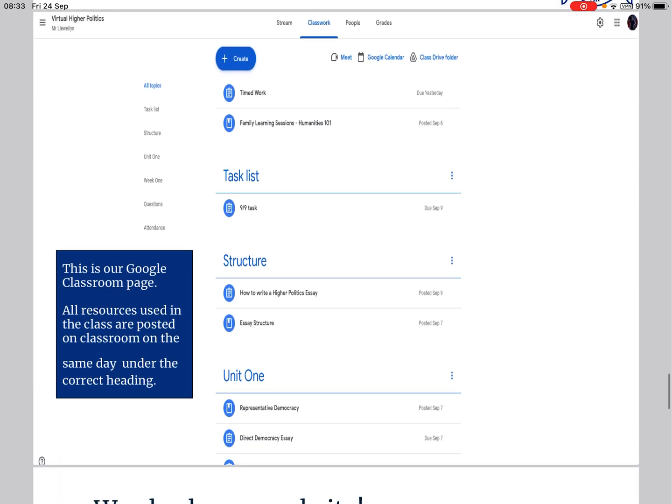We've got a Google Classroom page, which is screenshotted here, which contains every bit of material we use in class. So the minute a PowerPoint is used, it is available on Google Classroom. The minute an essay is used, it's available on Google Classroom. We include essay plans and other resources there as well.